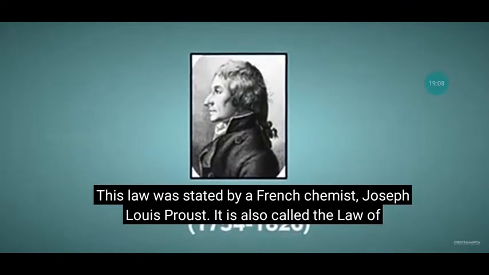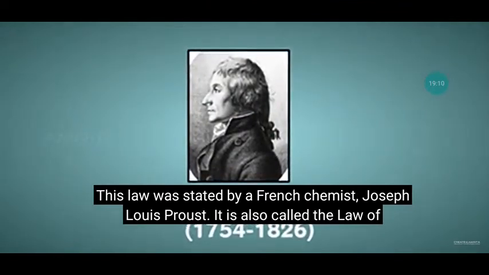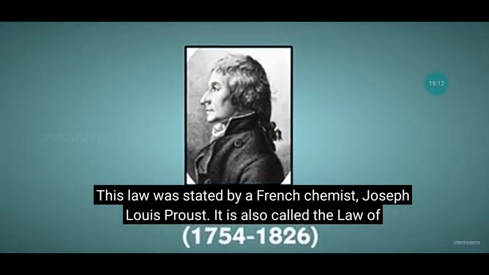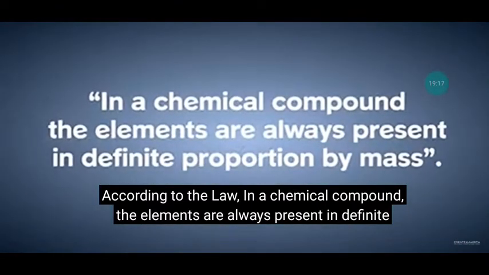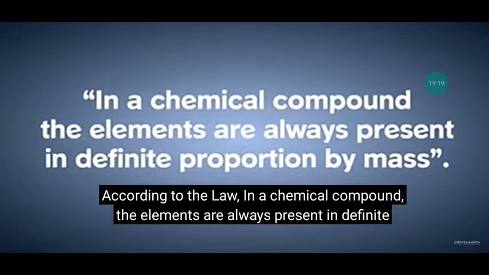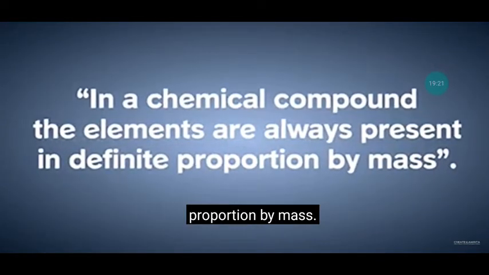Let's move on to the second law of chemical combination, which is the law of constant proportion. This law was stated by a French chemist, Joseph Louis Proust. It is also called the law of definite proportion. According to the law, in a chemical compound, the elements are always present in definite proportion by mass.